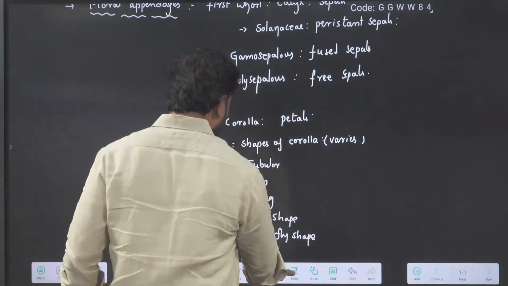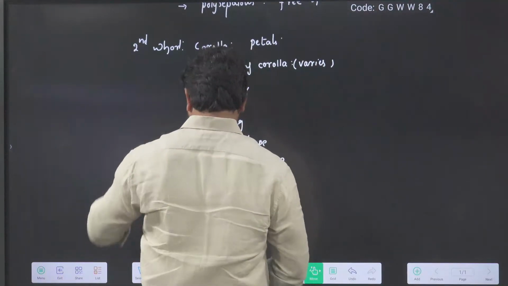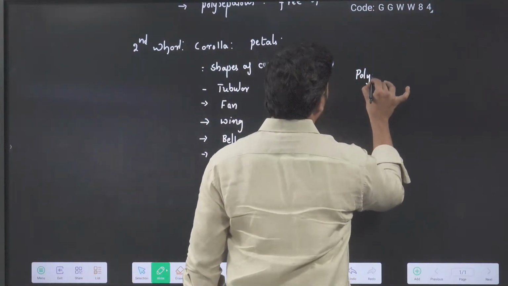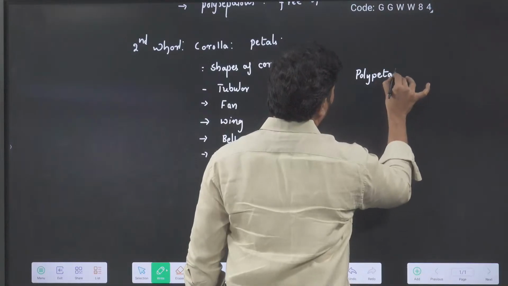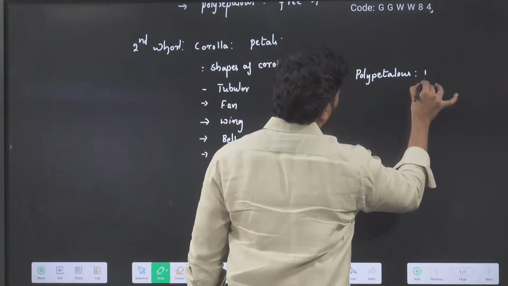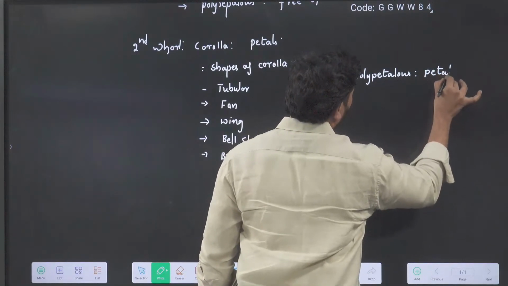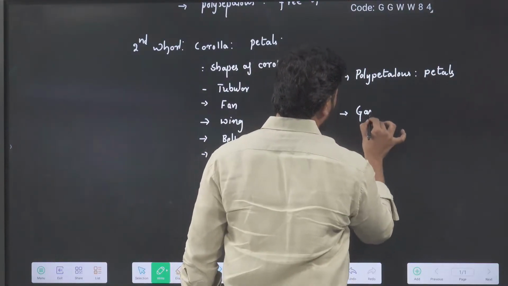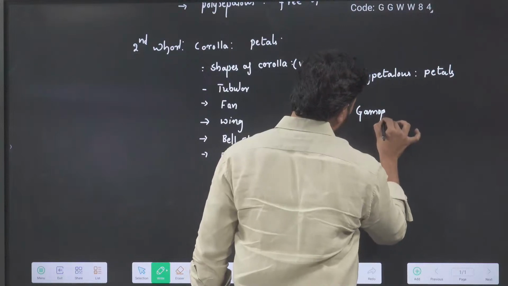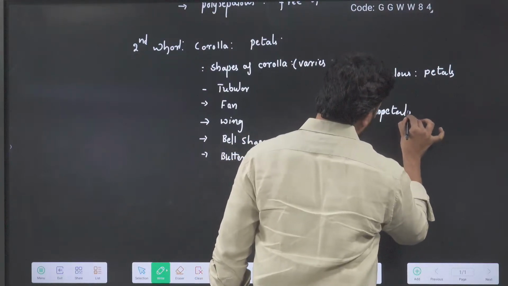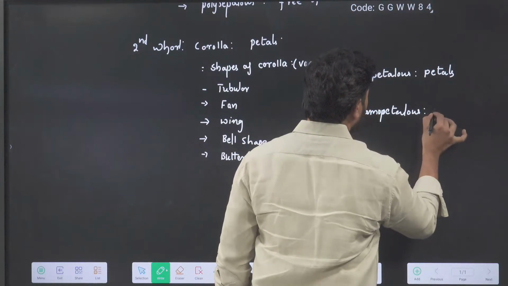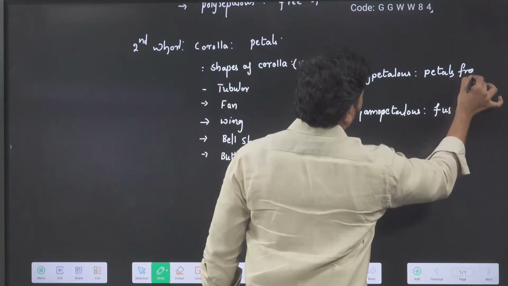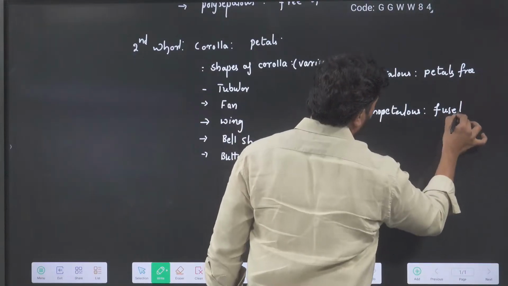Next one. When you talk about petals, in the same manner, there is a condition called polypetalous. Polypetalous: petals are free, they do not fuse. Next condition is called gamopetalous. Gamopetalous: petals are fused. Here petals are free, here fused petals.